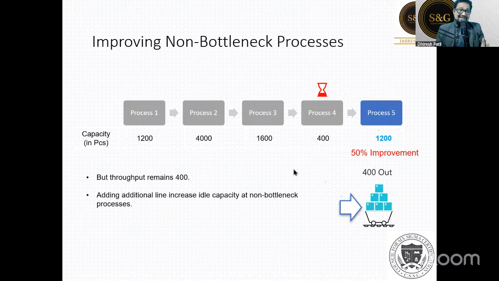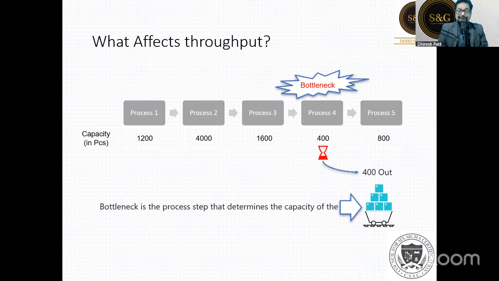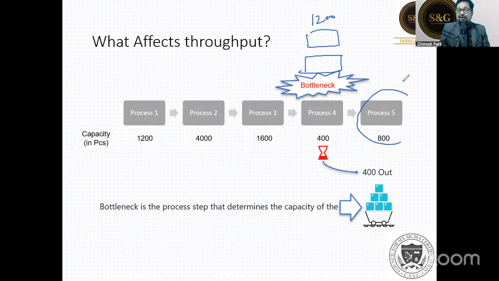Now understand this. If I increase process number 4 capacity, imagine, let's say, for example, let's go back to the original step. Now imagine if I put 3 machines here, 3 parallel machines. Now my capacity has become 1200, and suddenly process 5 becomes the bottleneck.